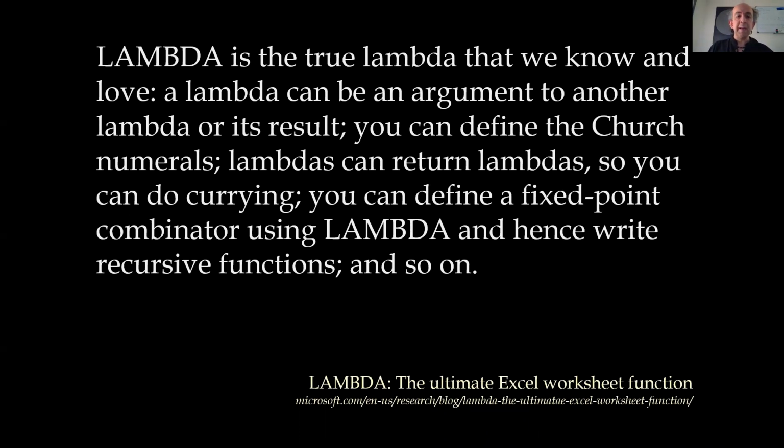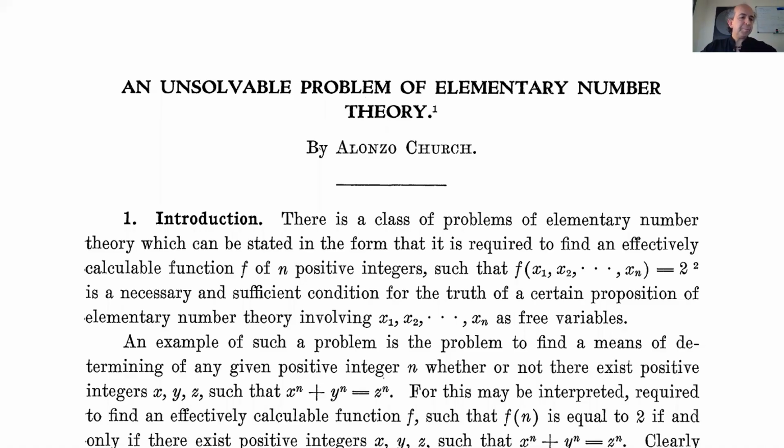Interesting, we'll come back to those. Lambdas can return lambdas. You can do currying. You can do fixed point combinators. In other words, do recursion, and hence write recursive functions. So, okay, that's kind of scary and kind of interesting, possibly even cool. So let's go back to that paper. That paper from 1936, an unsolvable problem of elementary number theory.